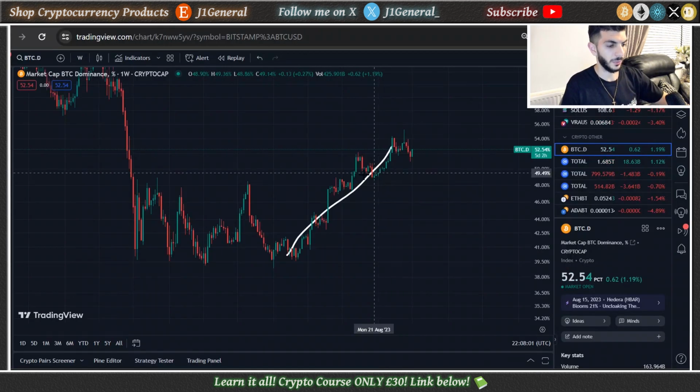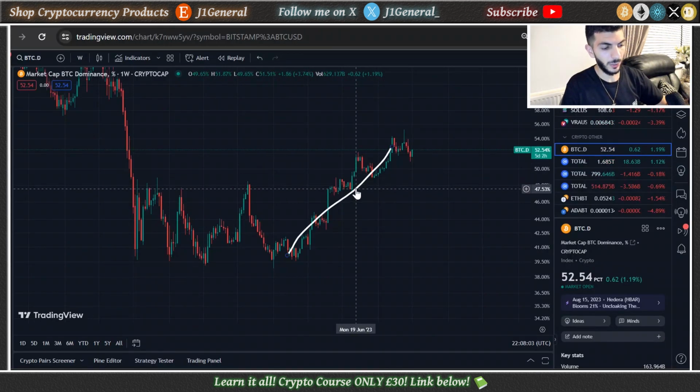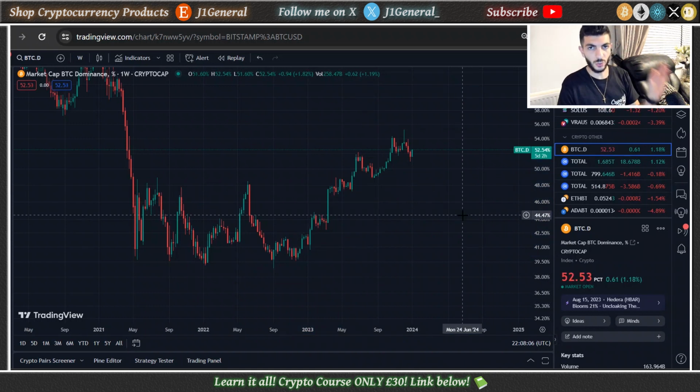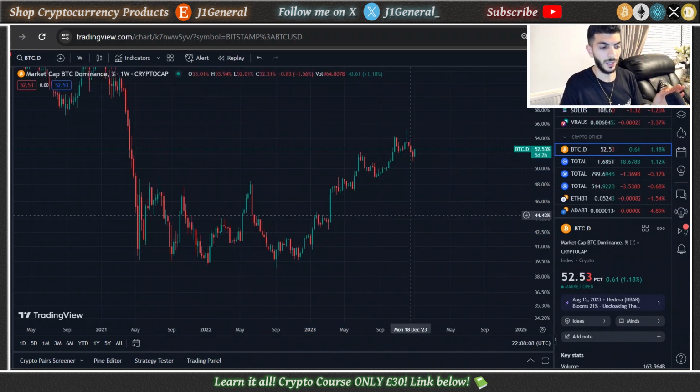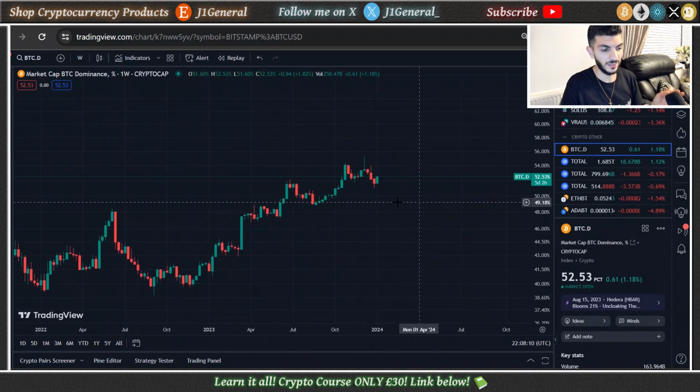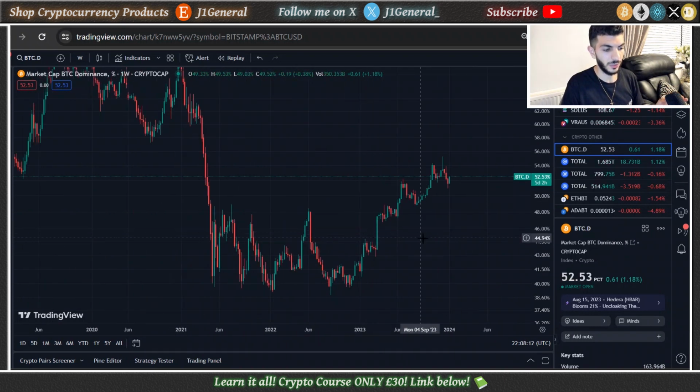Oh, what's happened to my computer? There we go. So only once Bitcoin topped out and then stalled for a few weeks, that is when altcoins tended to perform. But as you can see, the dominance has now started to rebound back up.